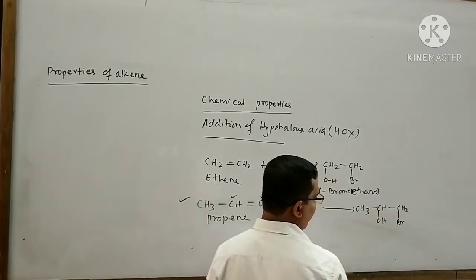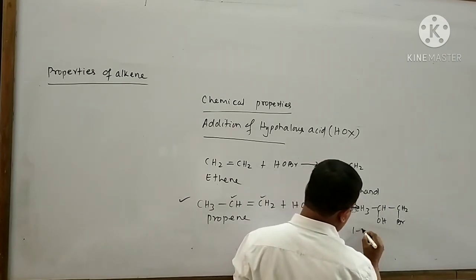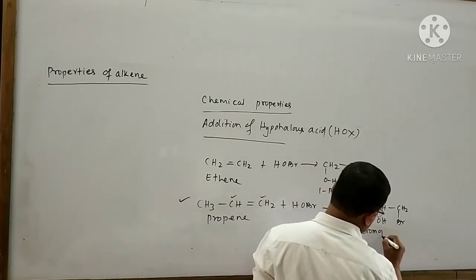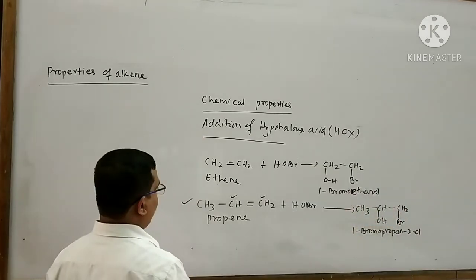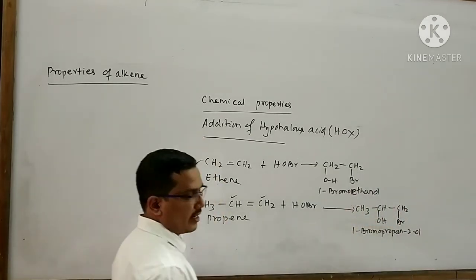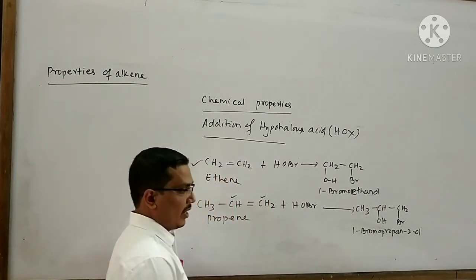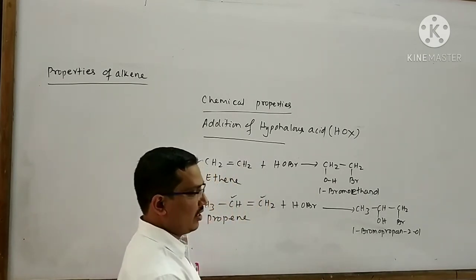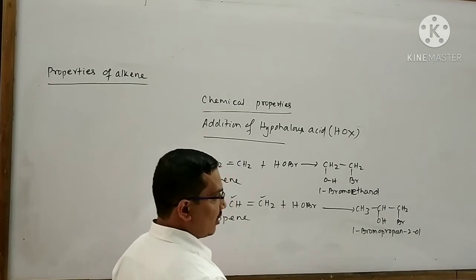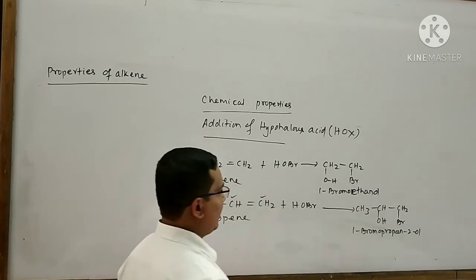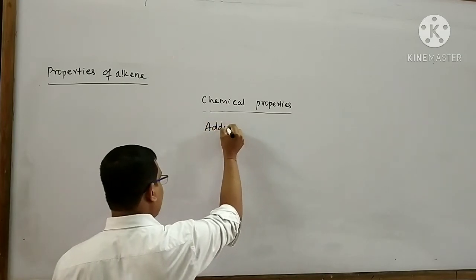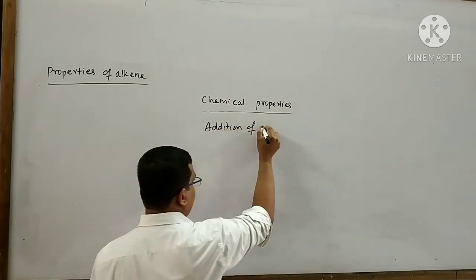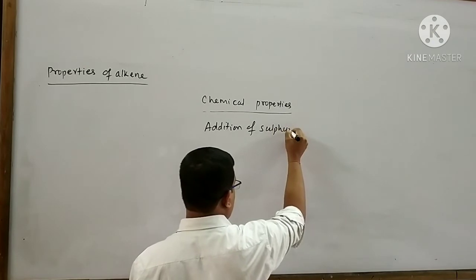The name of this product is said to be 1-bromopropan-2-ol. For these two reactions, I can write a statement like this: when alkene is treated with hypohalous acid, then halohydrin is formed. Next, I will explain the addition of sulfuric acid.